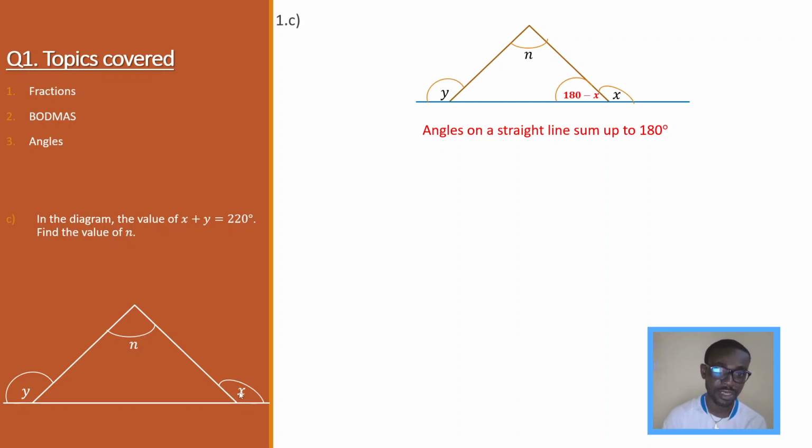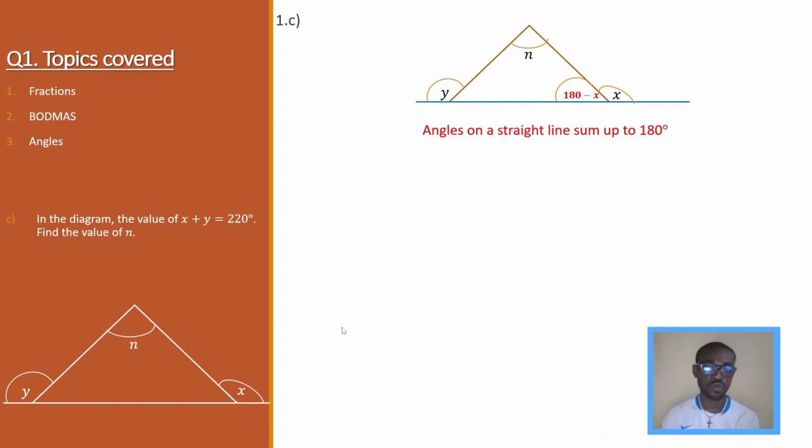The x here is the x here, and then this angle here. There are two angles on a straight line. So it means when we add x to this angle here, we are supposed to get 180 degrees. Similarly, y here, when we add the angle here, this is the straight line that they are on. So when we add this y plus the angle that will be here, we have to get 180 degrees.